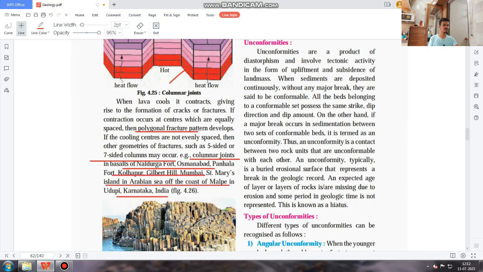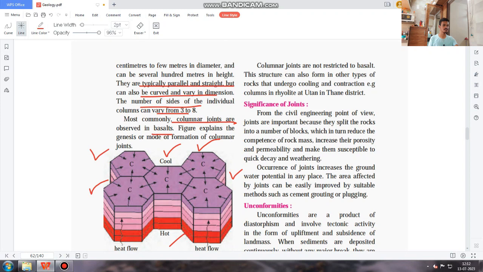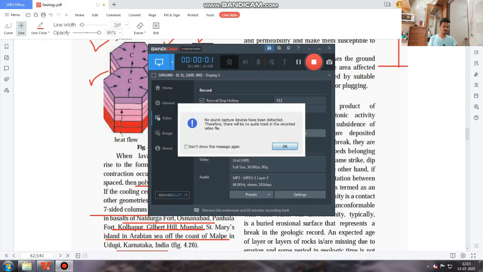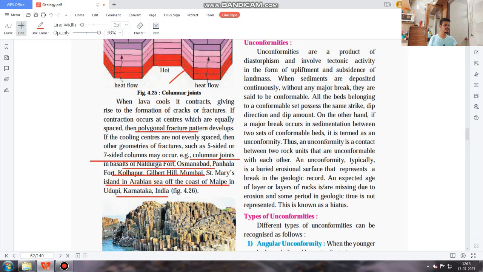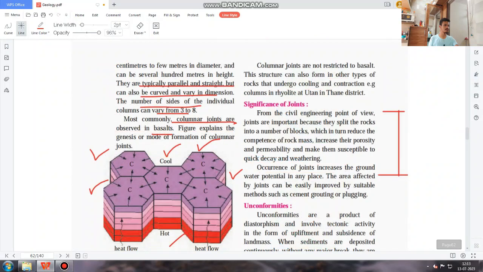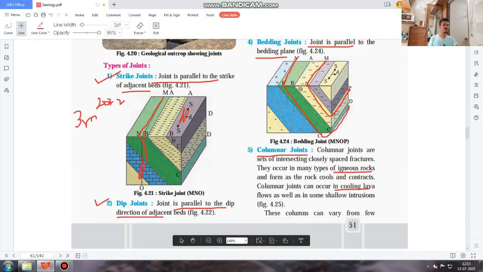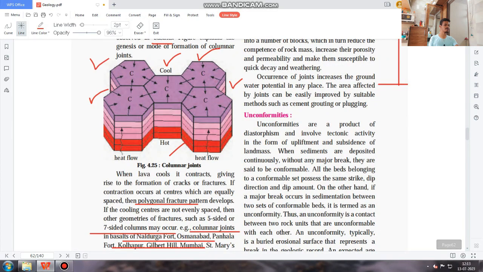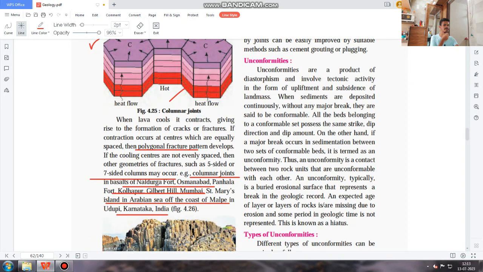They're found in this part of India. Significance of joints is over here. Nothing, you can just read it off. I don't feel anything important. Okay, next part we move on to: I've marked everything over here with respect to joints and the significance of joints. Nothing much important of significance. So these are the types of joints.